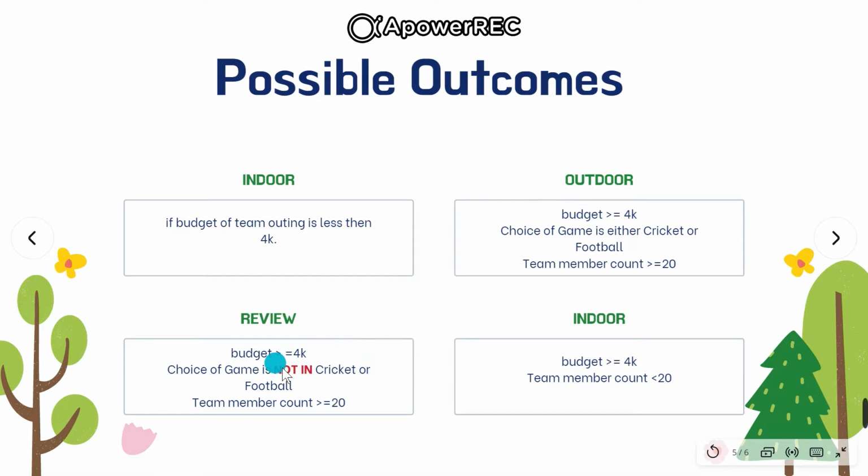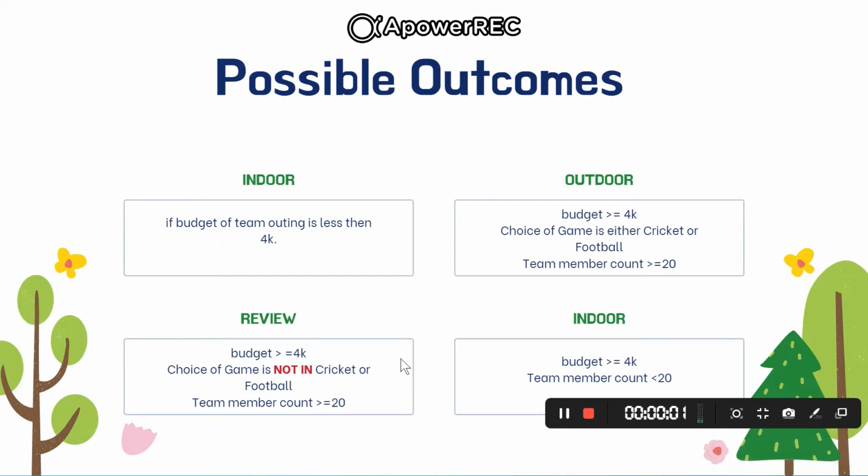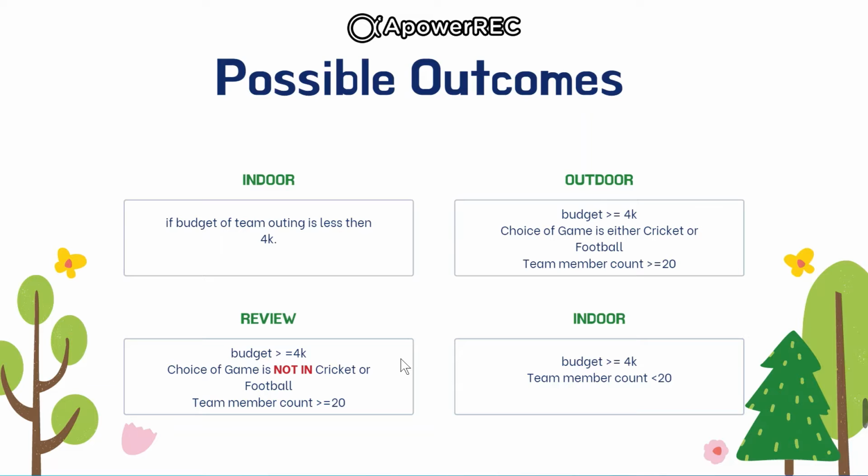Same way, if budget is greater than or equal to 4k and choice of game is not a type of outdoor, like it is not cricket or football, but team size is greater than or equal to 20, then it's a mixed condition where we are not able to decide whether it's an indoor or outdoor activity. So we have a decision review, which will be redirected to a user task, and it will be assigned to a team manager who will decide and review whether it is going to be an indoor or outdoor activity.